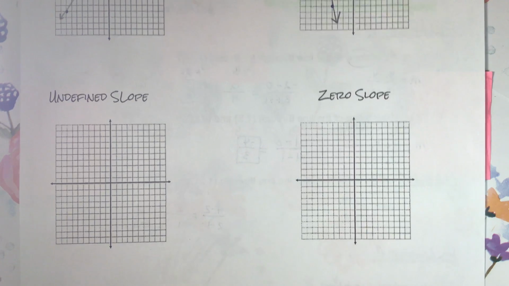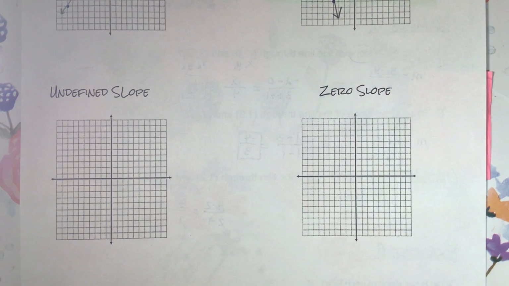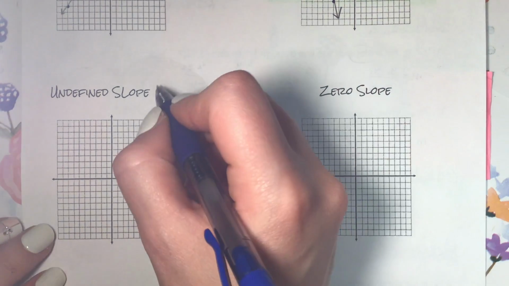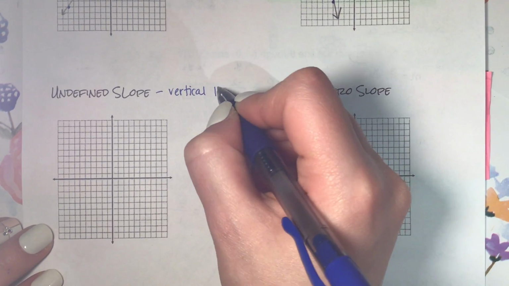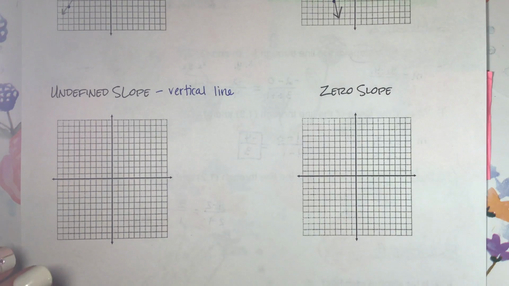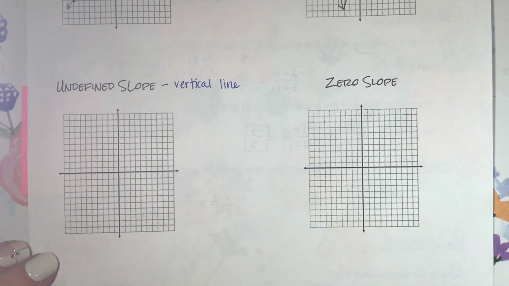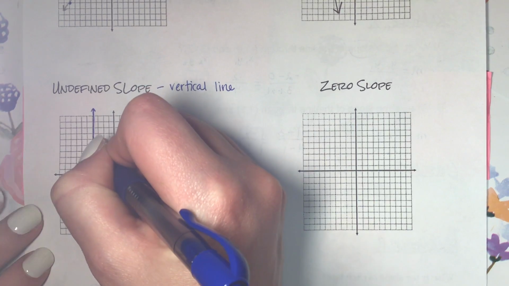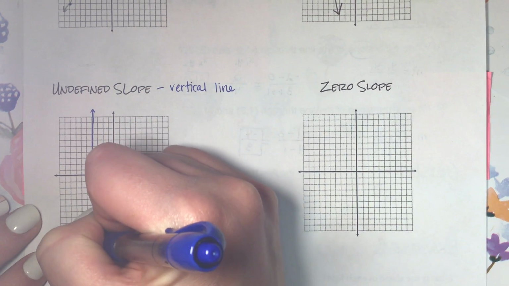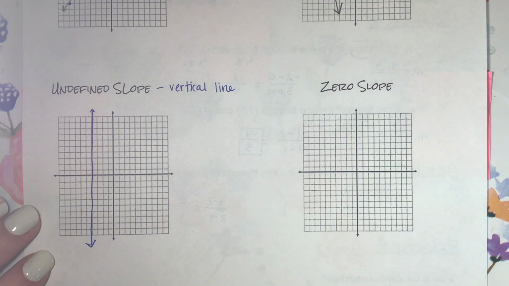Next, we have undefined slope. An undefined slope is going to be a vertical line. So it can be anywhere on the graph. It really doesn't matter. But let's just put one right here. And there is our undefined slope.